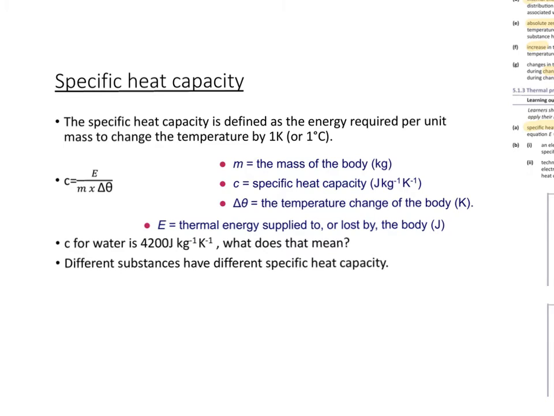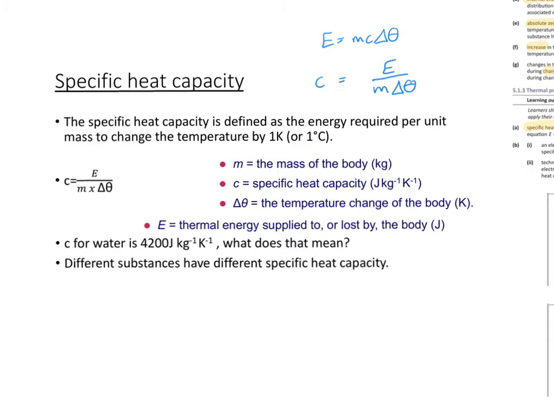We have the equation here. These are the symbols. C stands for the specific heat capacity. So C is equal to E over m delta theta. You have this equation given to you in the formula booklet in this format. But yeah, the m stands for the mass of the body.